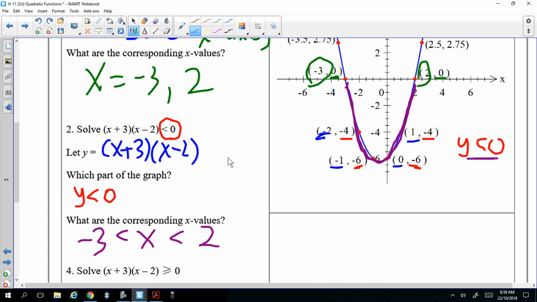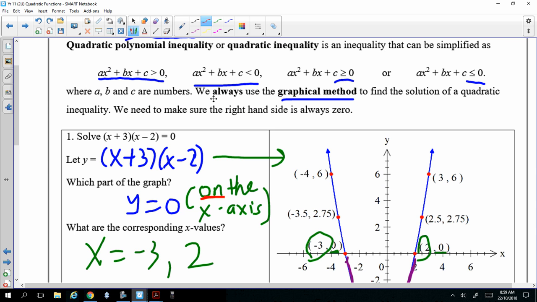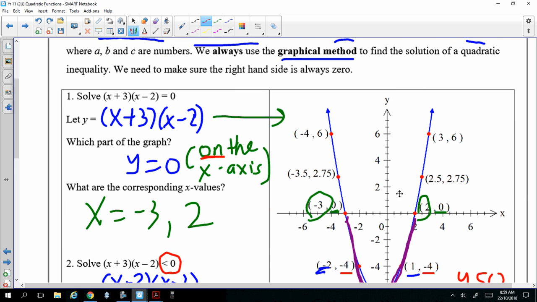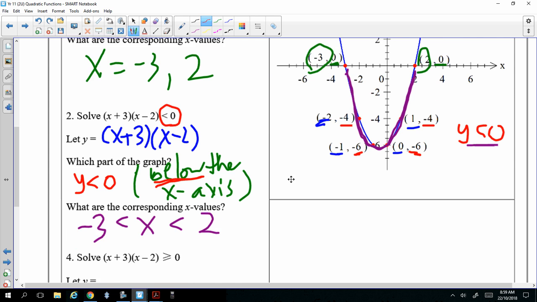And then solving the next one. In this case, when you see less than 0, we'll say below the x-axis. Again, I want to emphasize the word below. So in a nutshell, when it's equal to 0, it's on the x-axis. When it's less than 0, it's below the x-axis. And when you see bigger than, it's above, and on, the x-axis.